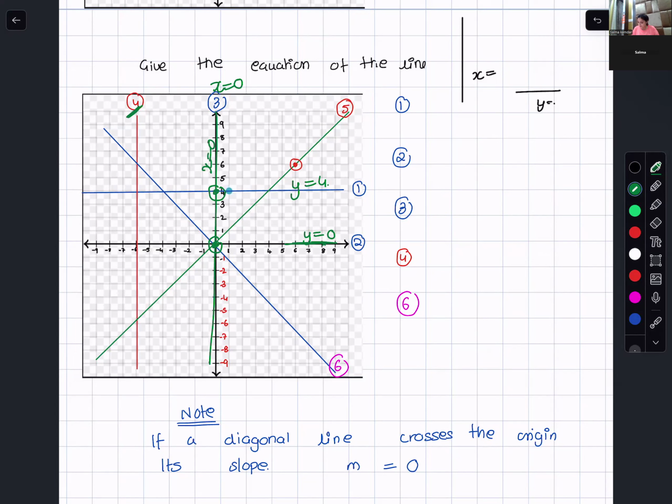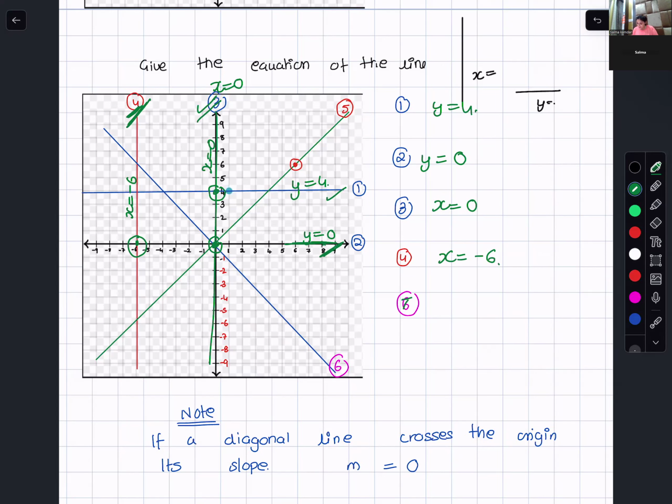Equation of this line, the fourth one. On the x-axis, it is intersecting at point -6. So x is equal to -6. So our first equation was y is equal to 4. Equation of the second line is y is equal to 0. Equation of the third line is x is equal to 0. Equation of the fourth line is x is equal to -6.